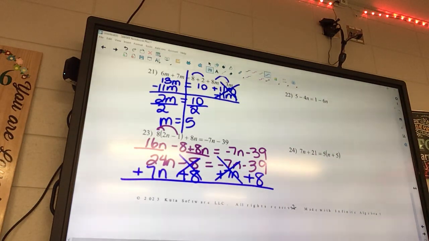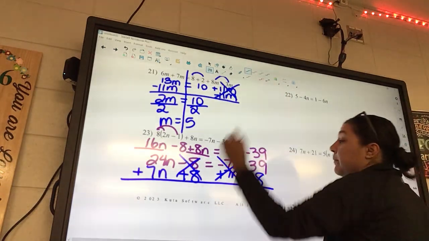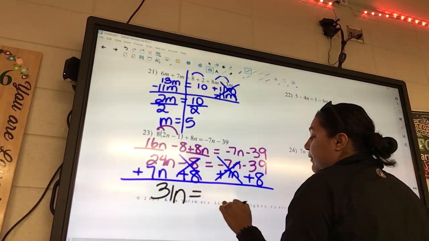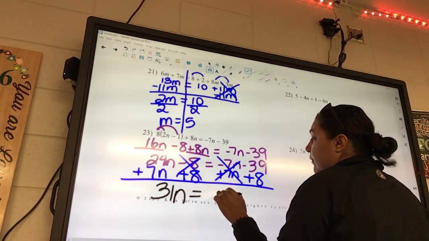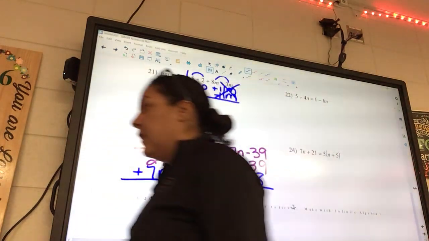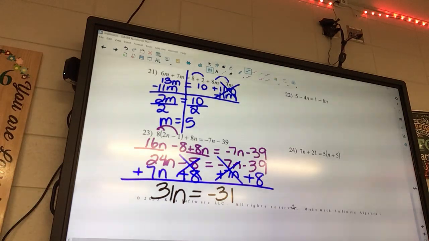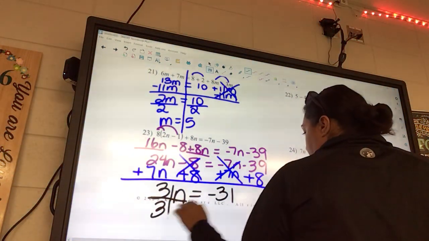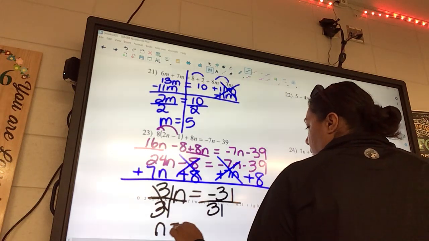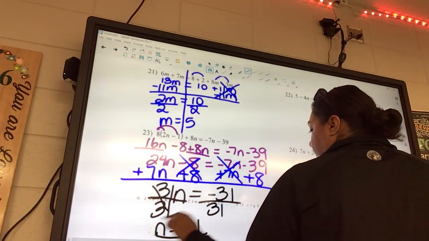Okay, 24 plus 7. 31. Somebody agree? Okay, so 31n. What is negative 39 plus 8? Negative 31. Okay, and then what? Divide by 31. So we get n equals negative 1.